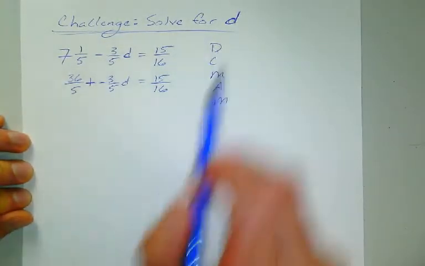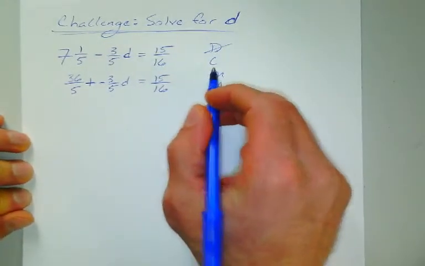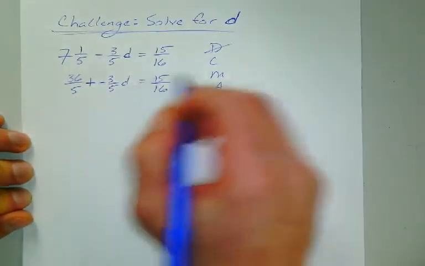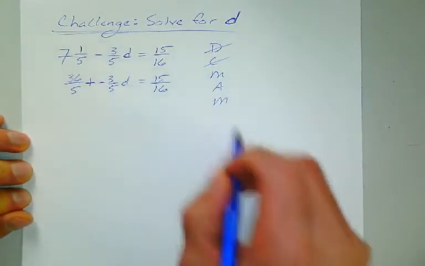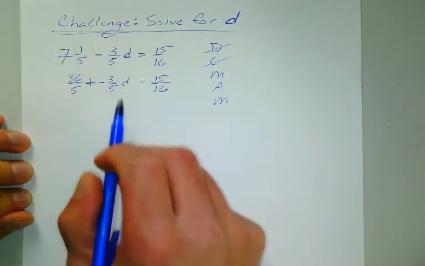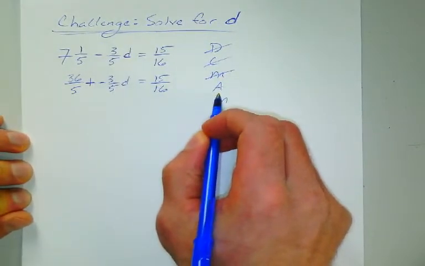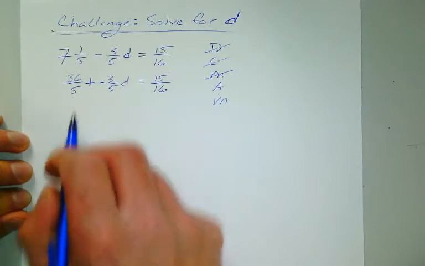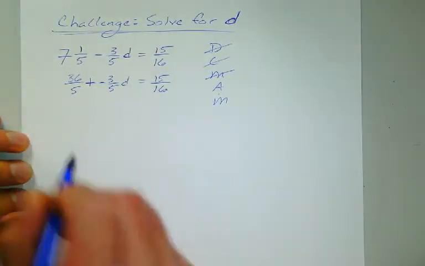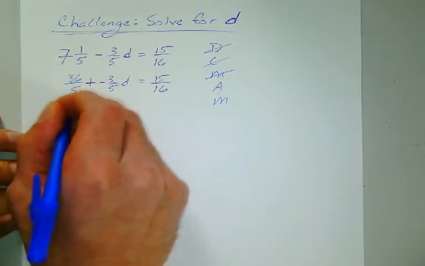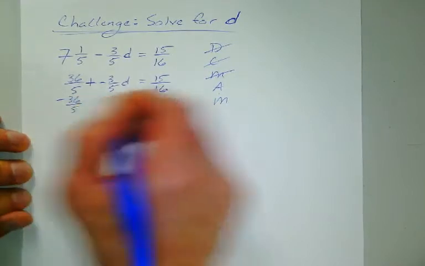All right, D for distribute, no. C for combine, no like terms on either side. M for move, we don't have to move because D is on one side. Addition or subtraction, yeah, we're adding 36/5. So to undo adding 36/5, we have to subtract 36/5 from both sides.